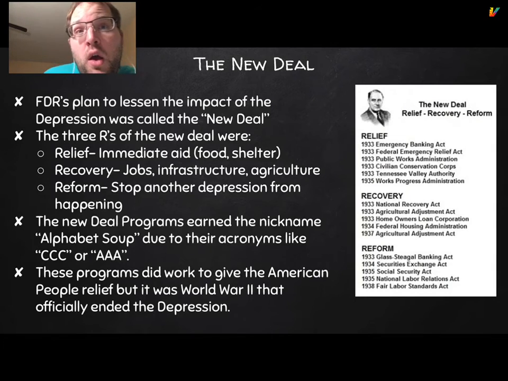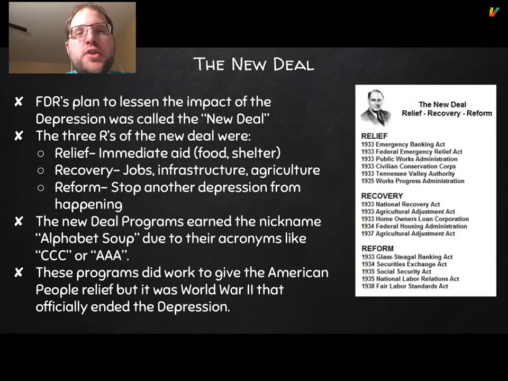Now, FDR creates a ton of programs. If you look over here on the right, the Emergency Banking Act, Federal Emergency Relief Act, we talked about the CCC, and we talked about all of these things. All of these programs made life for the American people better, but they did not fix the Depression. They cost the American government millions of dollars, right?